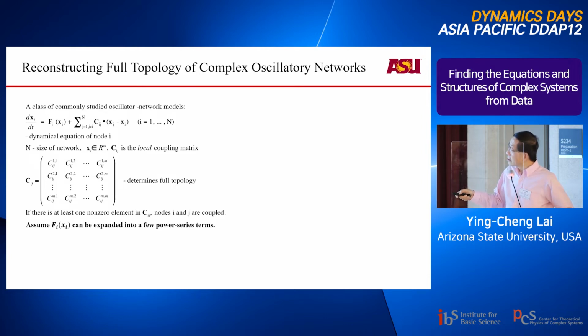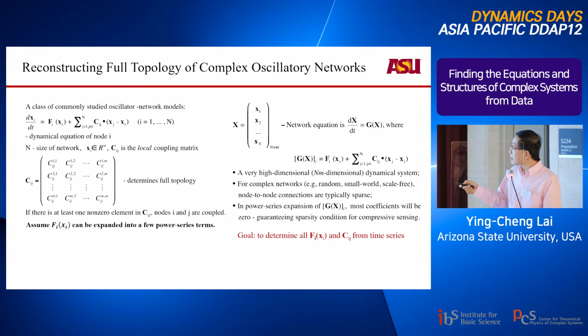So actually, because xi and xj are m-dimensional vectors, this Cij is a local coupling matrix. It's an m by m coupling matrix. As long as at least one element in this matrix is non-zero, nodes i and j are coupled. We're assuming that fi can also be expanded into a few power series terms.